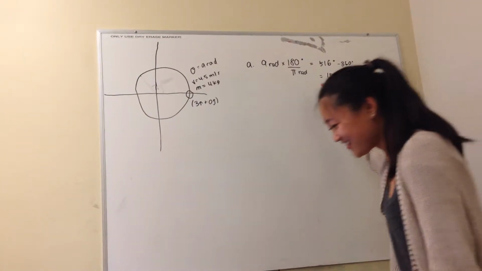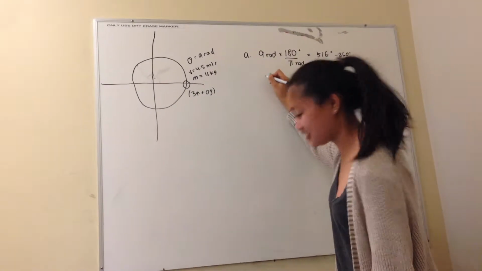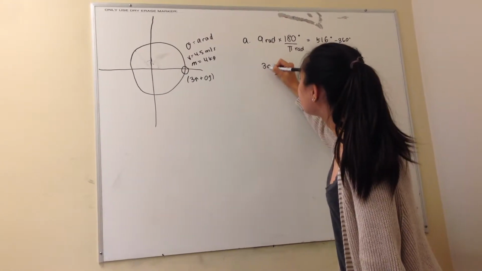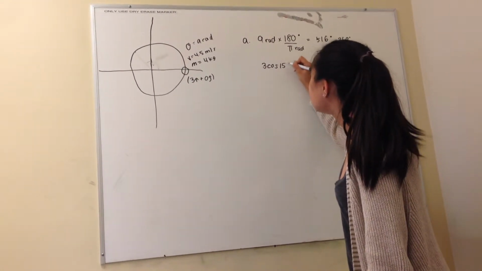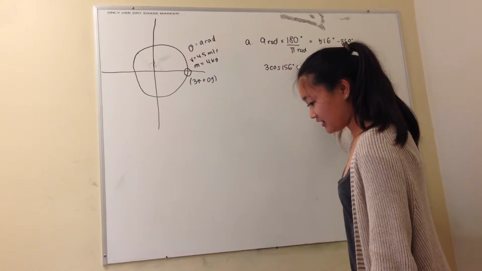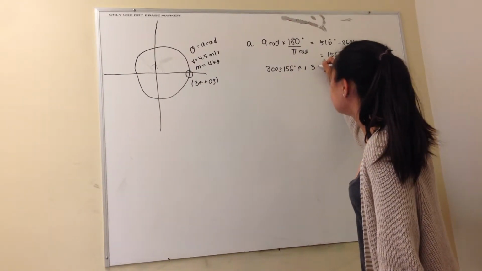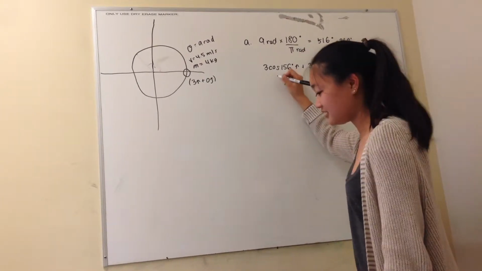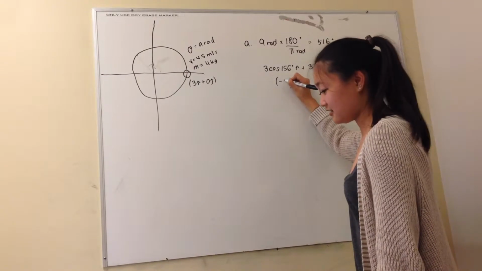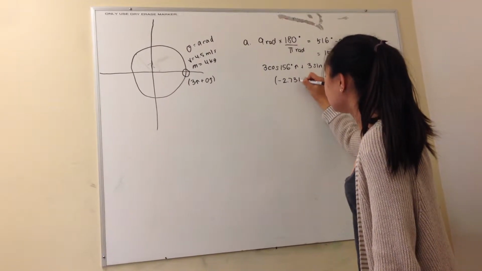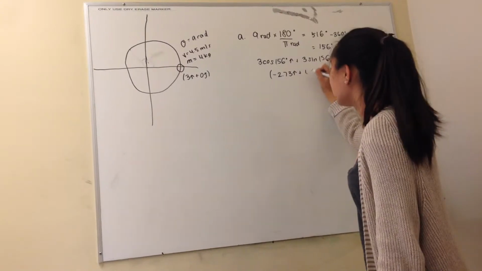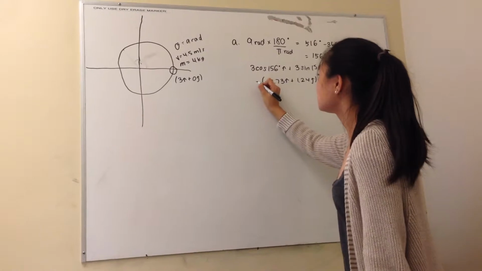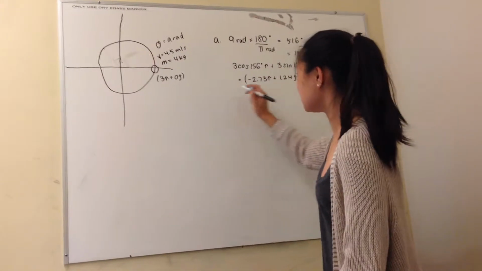And then from there, you do 3 times cosine 156 i plus 3 sine 156 j, and you get negative 2.73 i plus 1.24 j meters. So that's the position for that.